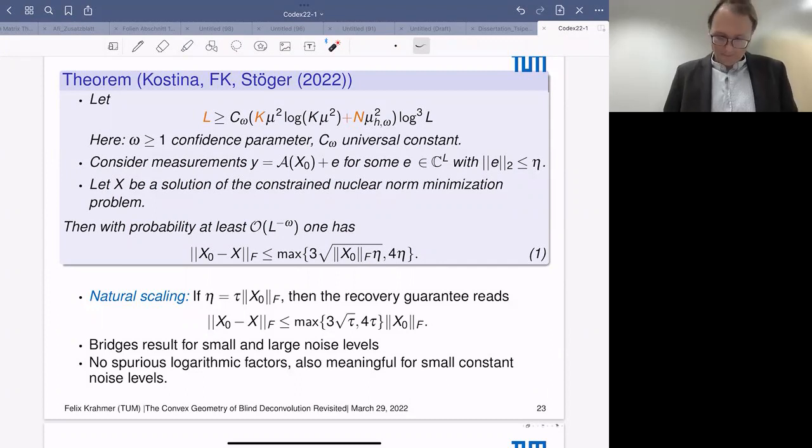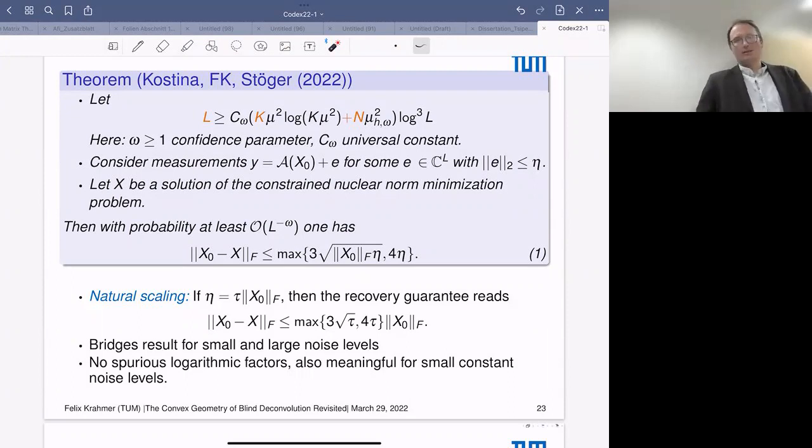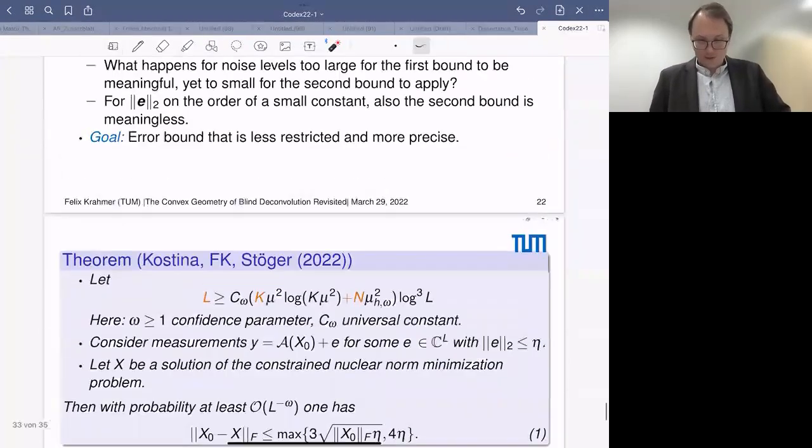So let's see if this is natural. If the noise scales linearly, like if you're looking at a proportion, say a relative error of tau, then indeed things work out exactly. You have 3 times square root of tau and 4 times tau. So it has the right scaling, and it bridges the result for small and large noise level. In some sense, if we go back, there are no spurious logarithmic factors, and it's also meaningful for small constant noise level.